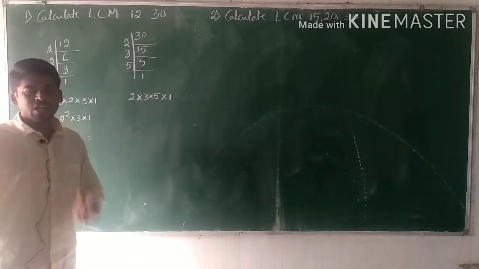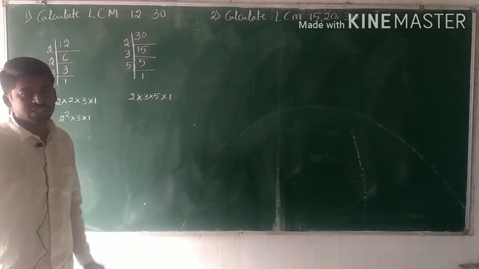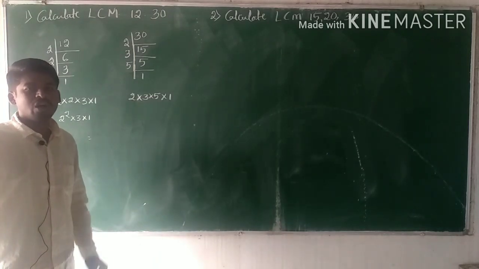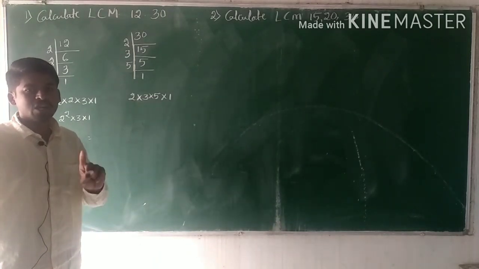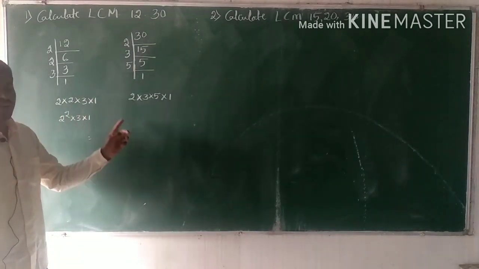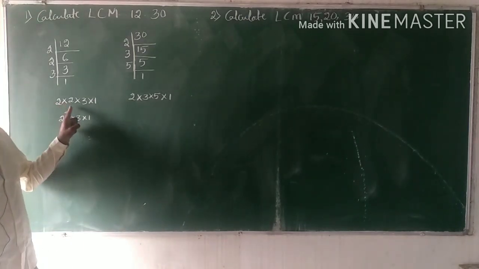Highest division. First, there are 2 conditions in the factorization method that we take in calculating the LCM. What is the first condition? The highest divisible values are to be repeated. Check it out. Here 2 is there, and here 2 is there. Which 2 is repeated the highest number of times? This 2 is repeated the highest number of times.